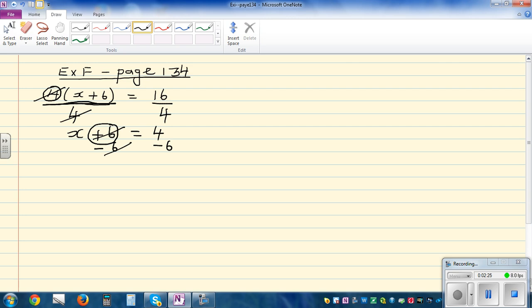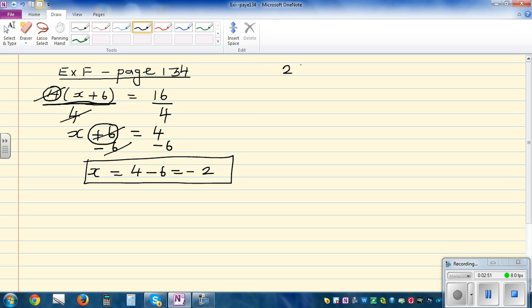You're just doing the opposite. The opposite of times is divided by, so I divided both sides by 4. The opposite of plus 6 is minus 6, so you took away 6 from both sides. So x is equal to 4 take away 6, and 4 take away 6 is negative 2. And that's your answer. Okay, so let's do one more.